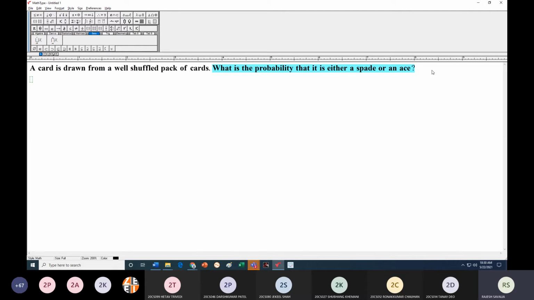Two. Which ones? Spade or ace. So we are going to take two events. First is A, next is B. What is event A? The card is of spade. Event B, the card is an ace. Any doubt?